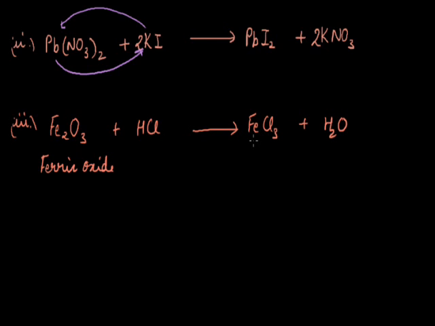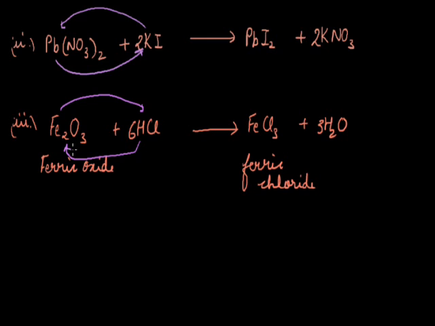Here a gelatinous precipitate, we can say, of greenish color settles down. This is ferric chloride. Here the precipitate of FeCl3 is formed. So this is also a double displacement reaction. Iron is displacing hydrogen and hydrogen is taking the place of iron. So these are some examples of the precipitation reaction.